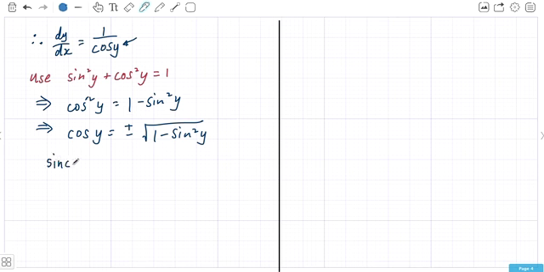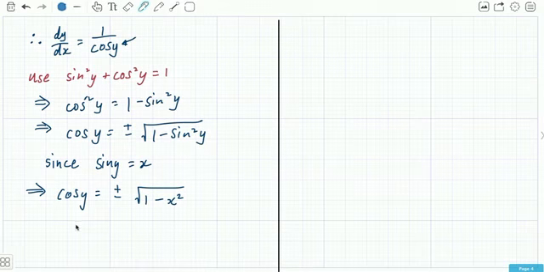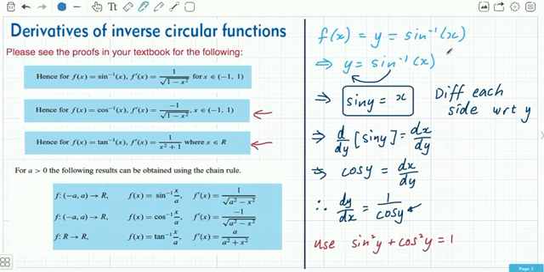So since sine y equals x, we have cos y equals plus or minus the square root of 1 minus, and we can replace this now. Instead of sine squared y, it is x squared. At this point we have to decide whether we're looking at the positive or the negative case. What I'm going to do here is go back to the question we were dealing with, which was an inverse sine question, y equals inverse sine of x.